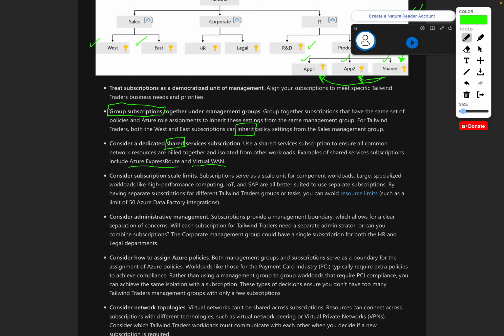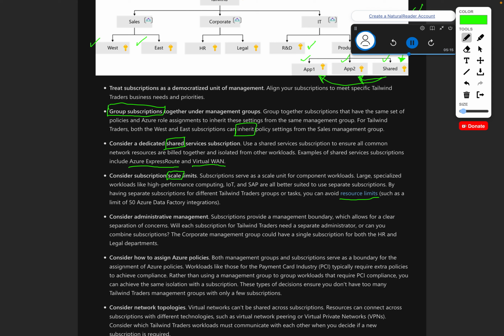So here we're talking about the scaling ability, and the key point to remember is that we've got a limit of resources for each subscription. So for instance, the 50 Azure Data Factory integrations within one subscription, and therefore it's mentioning that by using multiple subscriptions, we can go beyond this limit of resources.